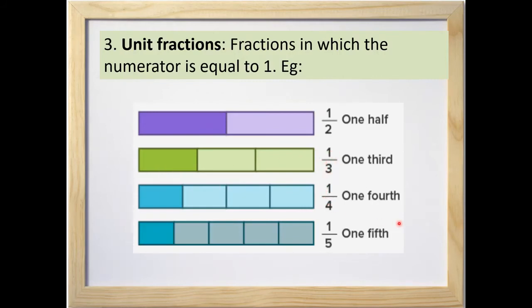Again we have 1/4. Again here the numerator is equal to 1. 1/5. Again the numerator is equal to 1. So all these types of fractions are called unit fractions. So even 1 by 100 or 1 by 101, they are also unit fractions because the numerator is equal to 1. Understood children?